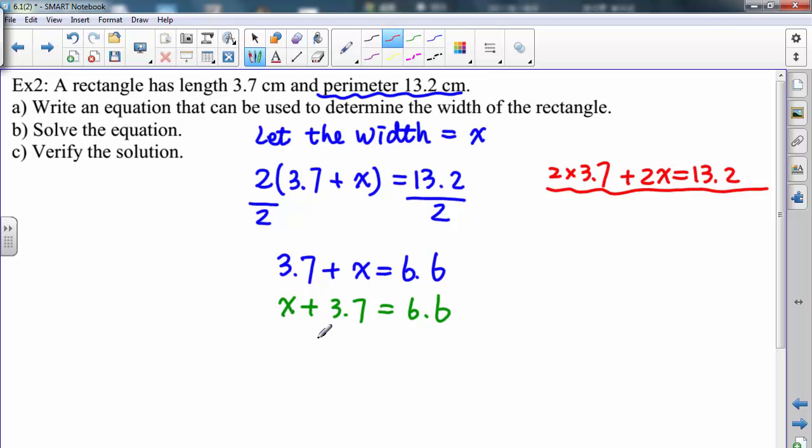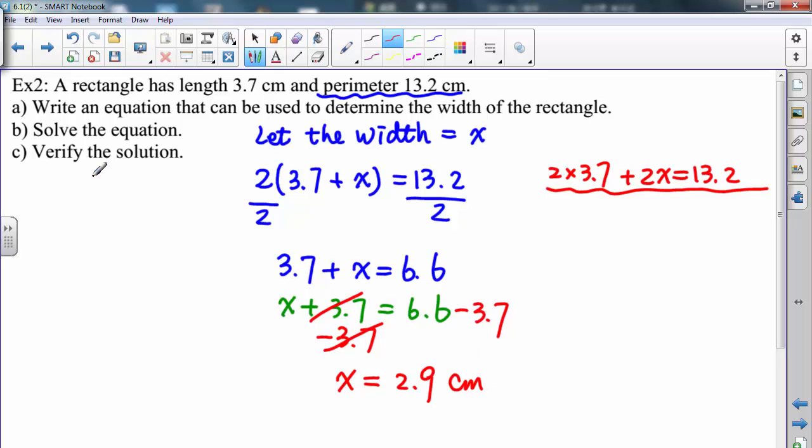Then you will realize which number you need to isolate. So I need to subtract 3.7 from both sides in order to cancel plus 3.7. So then I will have x equals 6.6 minus 3.7 left, which is 2.9 centimeters. So this is the width value.